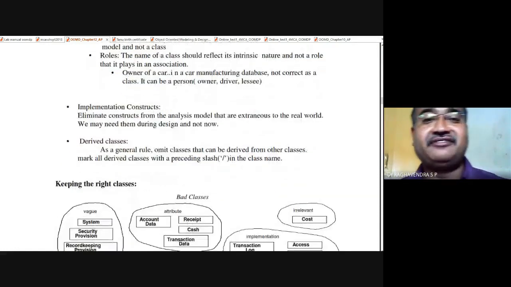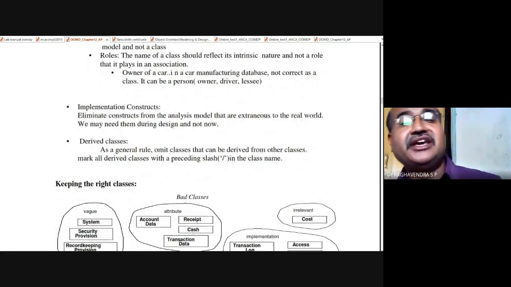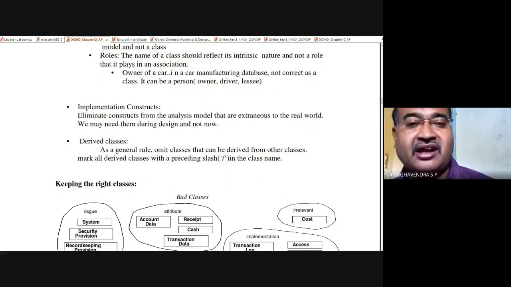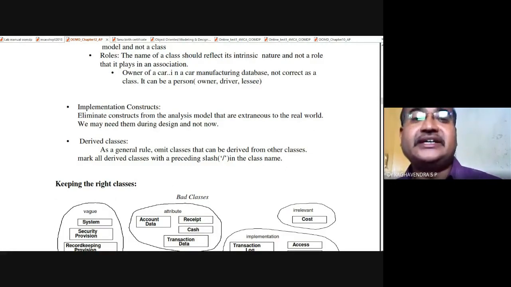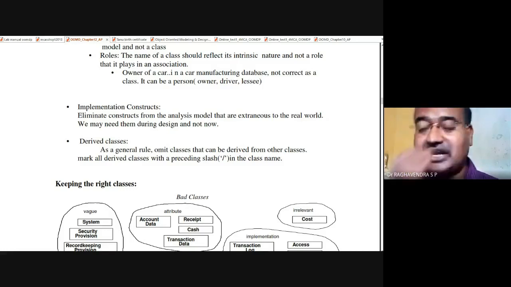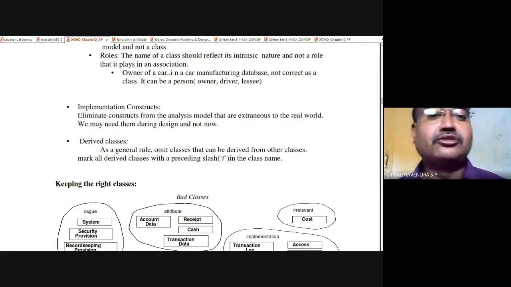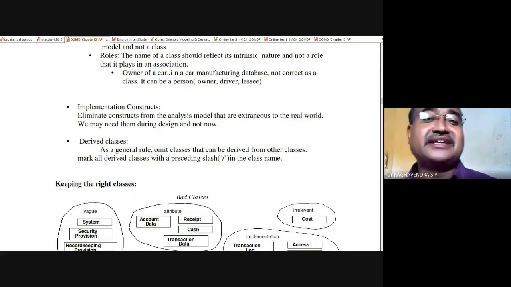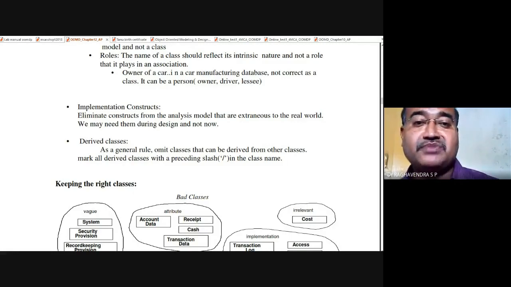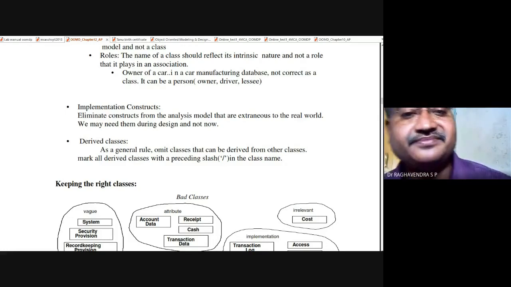Next, generalization, that is, derived classes. If there is any possibility of a parent or a generic class or maybe an abstract class, or a concrete class, then you can find out the association between them. That is a general rule of classes that can be derived from other classes. How to represent them? We can represent them by using a slash. Using the slash we can identify this as a derived class and this as a super class.